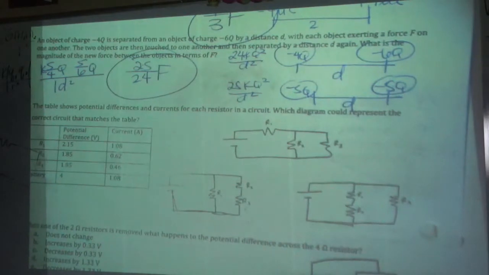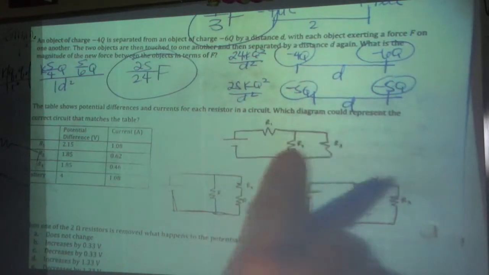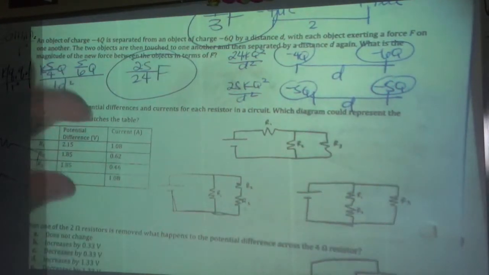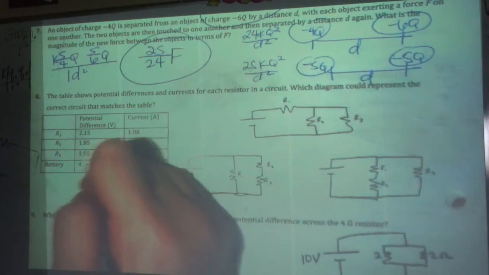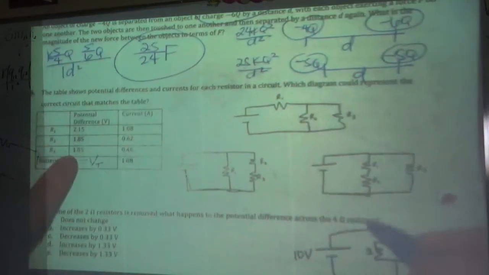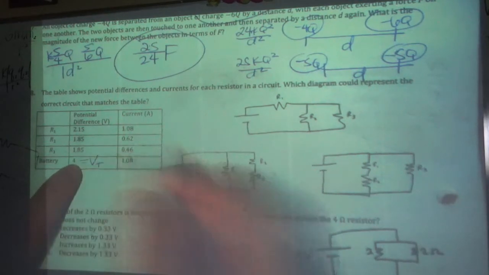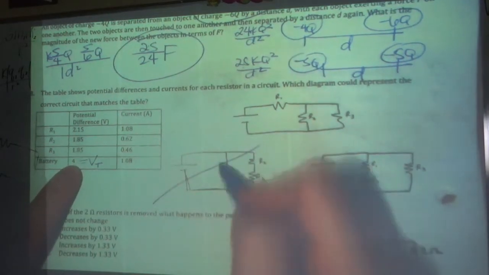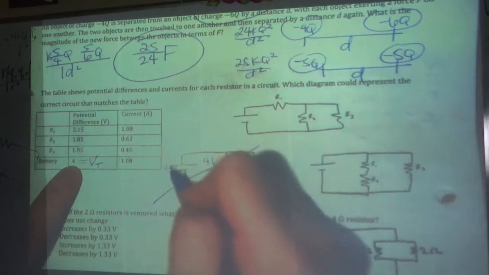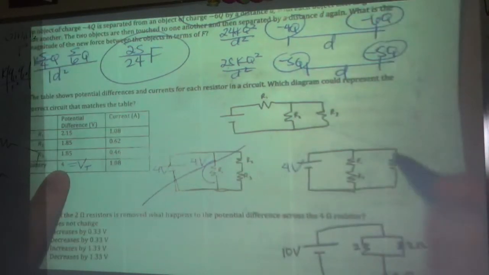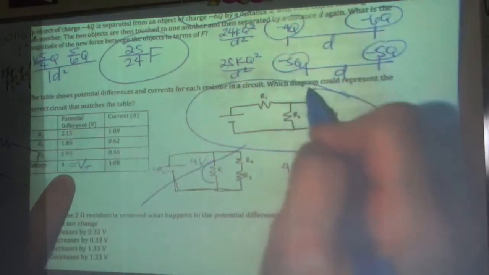Right, into circuits. So we have potential difference and current for each resistor in a circuit, and we want to know which one of these represents the correct circuit. So I looked at potential difference. This is my V total right here of the battery, and I noticed that none of my resistors have the total voltage. So that crosses off this one because this should have 4 volts if this is your battery. If this is your battery right here, then R3 should have 4 volts. So by process of elimination, this is the correct one.